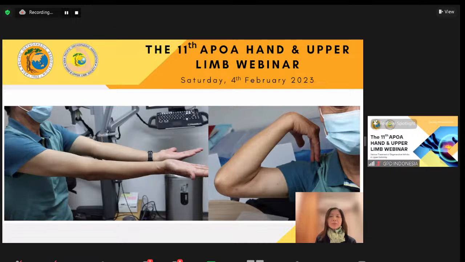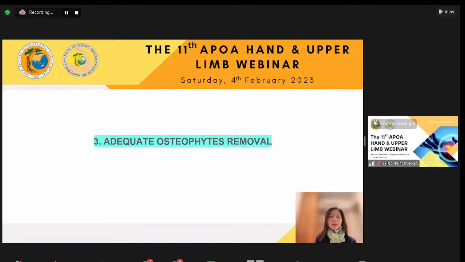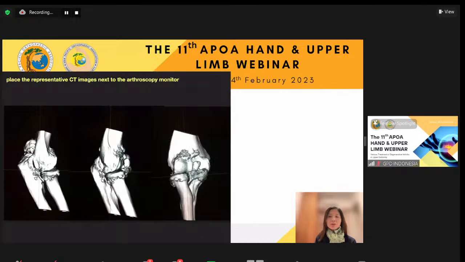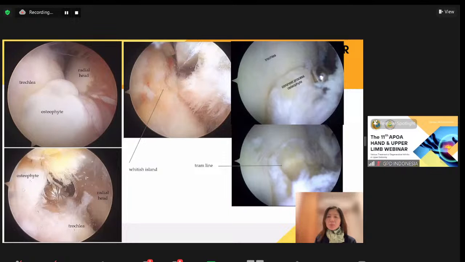Third, we have to remove the osteophyte adequately. We have to read and remember the orientation and position of the osteophyte and tackle them accordingly. You can put up several representative images next to the arthroscopic monitor for easy reference during the operation. Prominent osteophytes are easy to identify and burr.